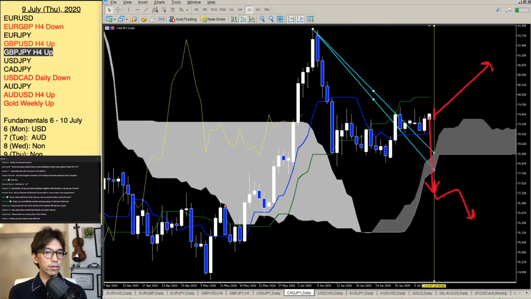I hope Ichimoku will not be removed from the platform. I don't think so. This is universal, so I think it's available on any platform.